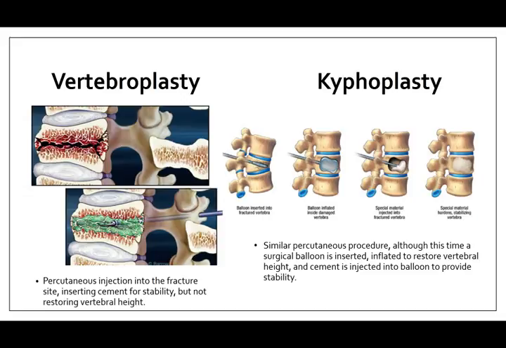And then the kyphoplasty, you can see that a balloon is inserted into the fractured vertebrae. It's then inflated inside the damaged vertebrae to restore the vertebral height, and then special material or cement is injected into that area, and then hopefully that hardens and restores the vertebral height, so that allows better range of motion and stability.